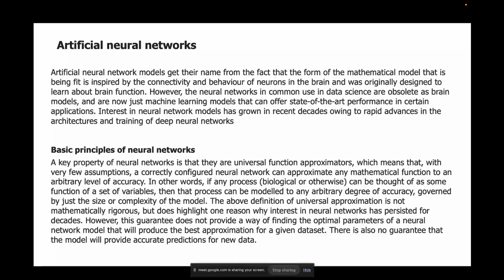Now, the universal approximation is not very rigorous from a mathematical standpoint, but it does highlight one reason why interest in neural networks has persisted for decades. But it does not provide a way of finding optimal parameters. It is going to give you some parameters, but there is no guarantee that they will be the optimal ones. It will find a minima, probably a local minima, but it will probably not be able to find a global minima. So there are some trade-offs.